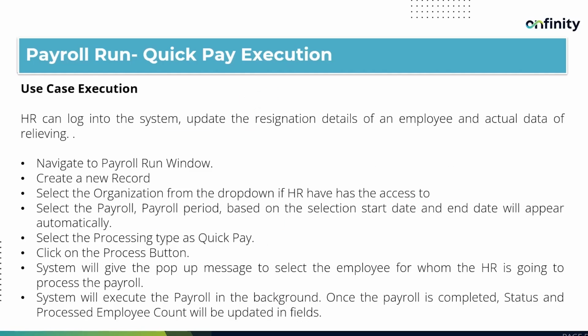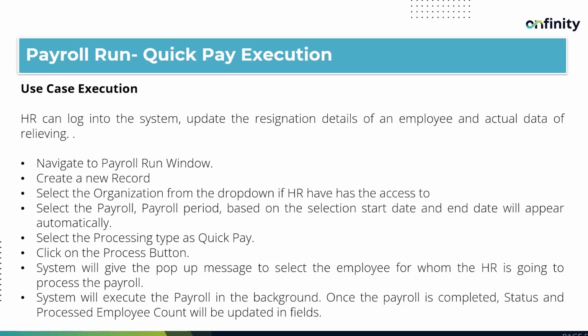At the execution part, HR can log into the system and update the resignation details of an employee, specifically making sure the actual date of release is correct. They will navigate to the payroll run window and create a new record for this quick pay run. They'll select the organization from the drop-down if they have access to multiple organizations, and then select the relevant payroll. Based on the selection of the payroll period, the start date and end date for that period will appear automatically.